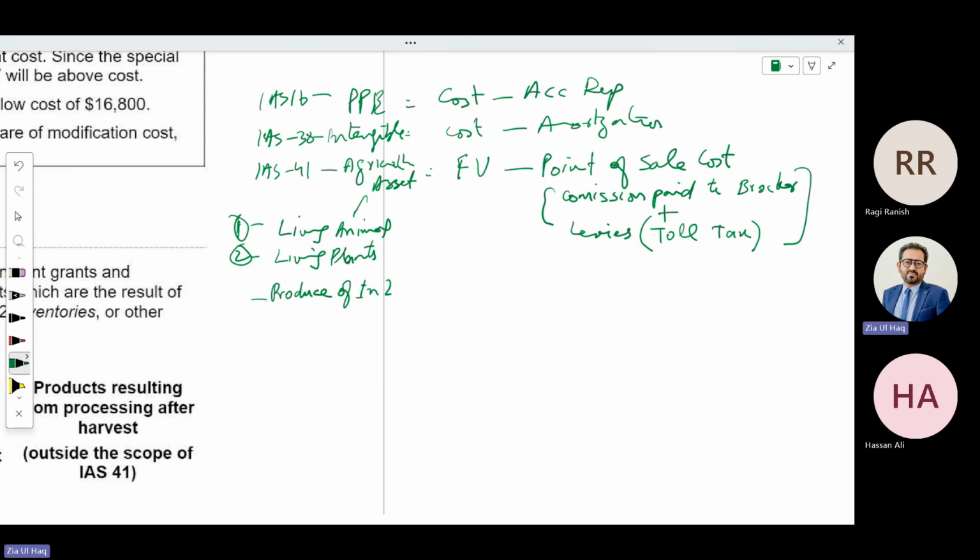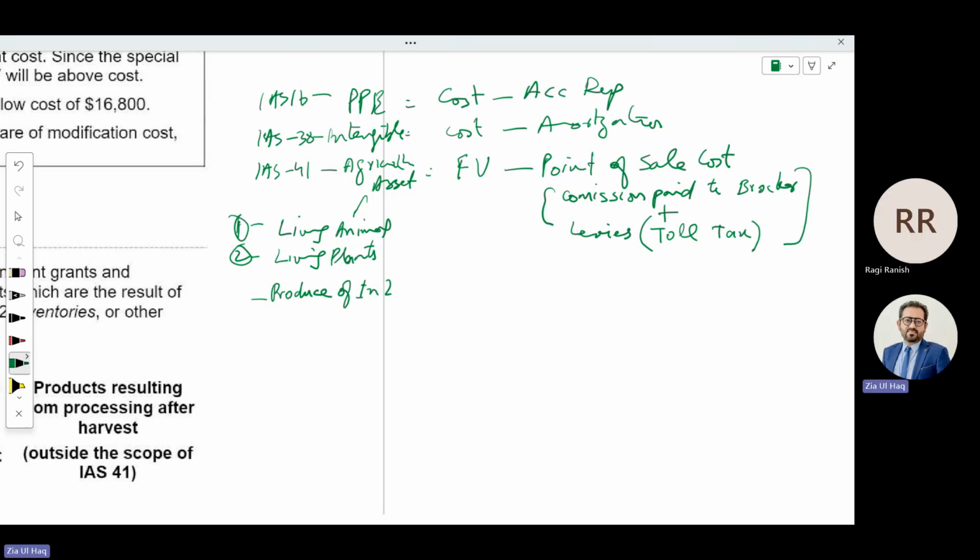And this thing is not in our book. The commission paid to broker and levies, they have just talked about, they haven't even talked about what the point of sale cost is. But in the question, the business needs to pay commission while selling this. So what does that mean? That is point of sale cost.